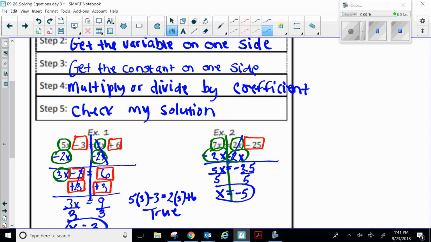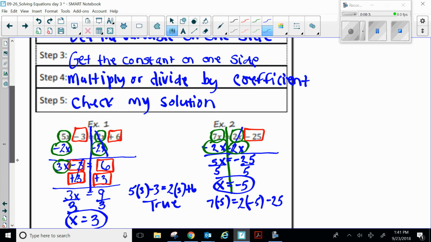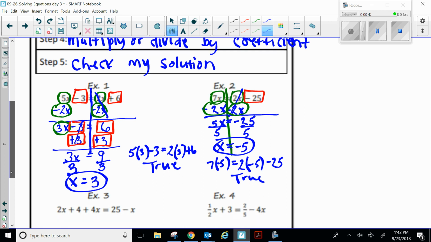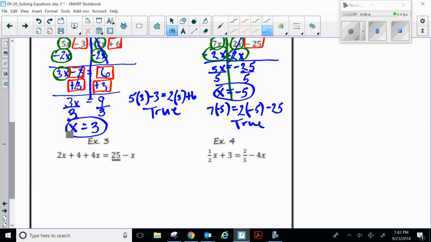And finally, we're going to check our solution. So we'll have 7 times negative 5 equals 2 times negative 5 minus 25. And in my calculator, if I type it in just like that, I should get a true statement. Okay, number 3.